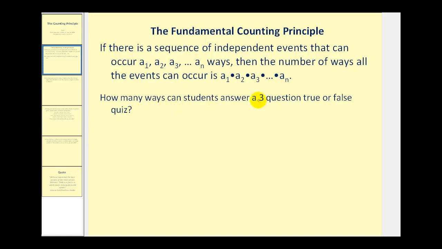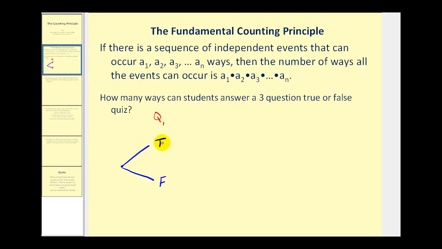How many ways can students answer a 3-question true or false quiz? Before we take a look at the counting principle though, let's go ahead and illustrate all of the possible ways to answer this test using a tree diagram. So for question 1, there are 2 choices. It must be answered true or false for question 1. Now for question 2, there's also 2 options, true or false.